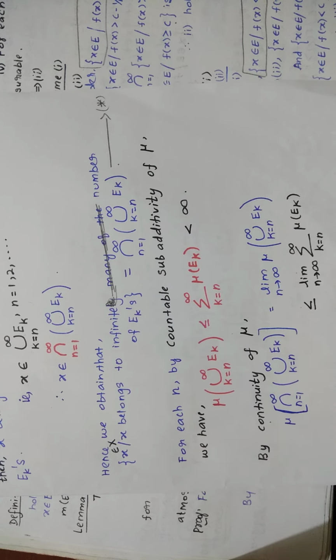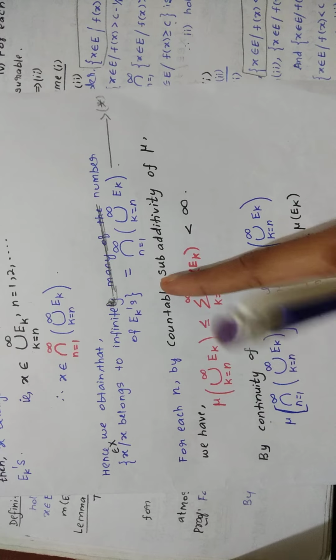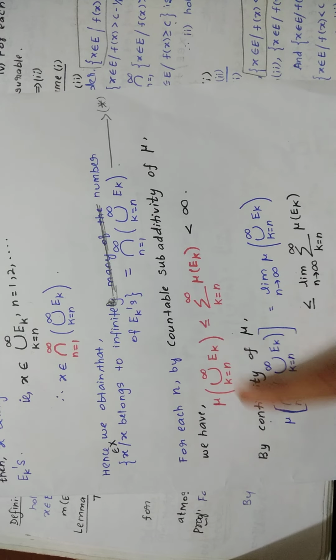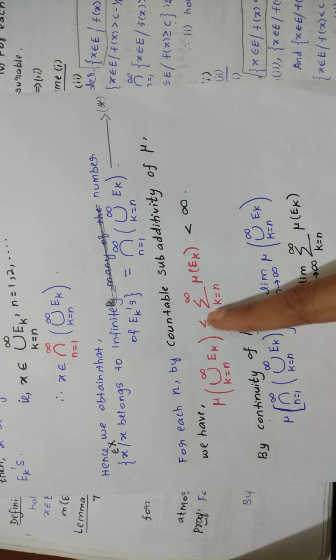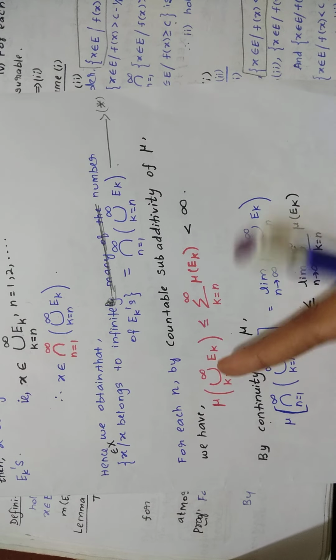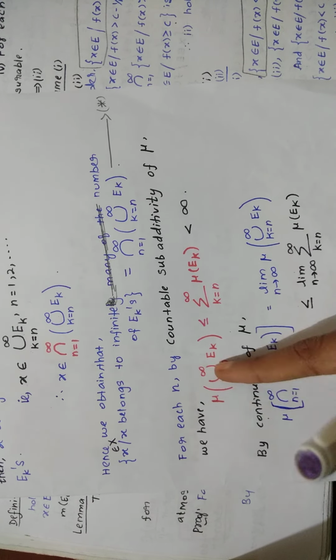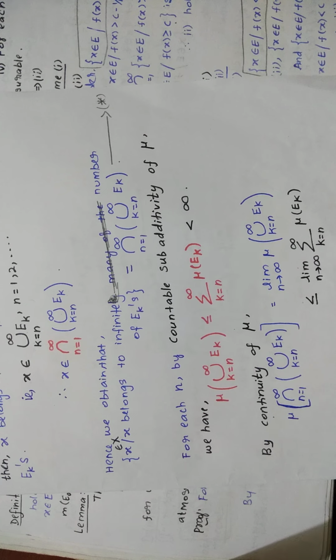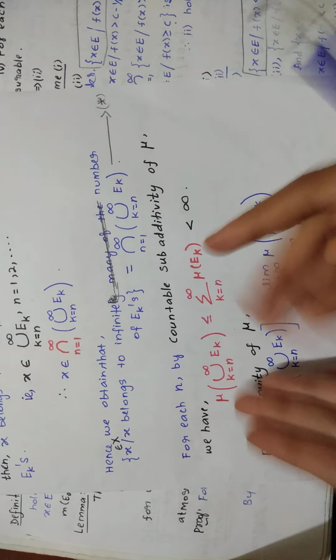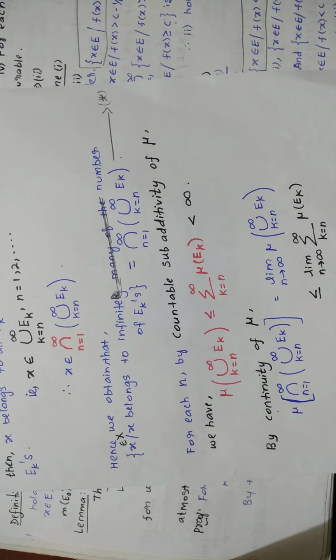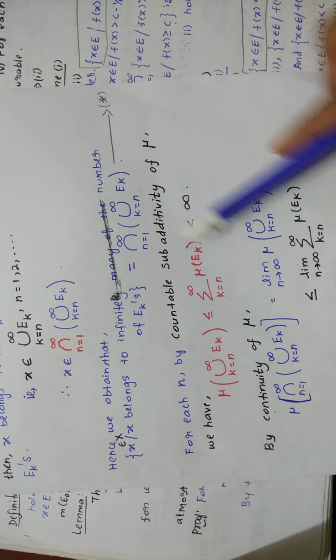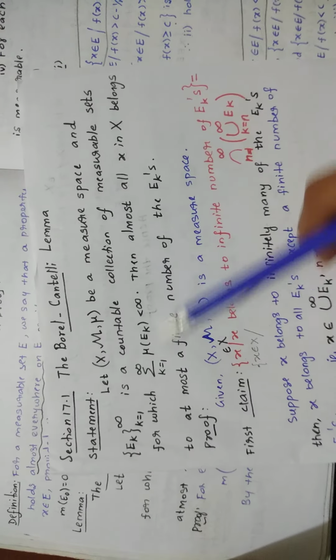So for each n, by countable subadditivity of mu, you are using this proposition here. By this proposition, you can write this. Mu of this is less than or equal to, you are bringing this union outside so that it becomes summation k equal to n to infinity. You are writing this by the countable subadditivity of mu proposition. And the value of this is less than infinity, as given in the statement.